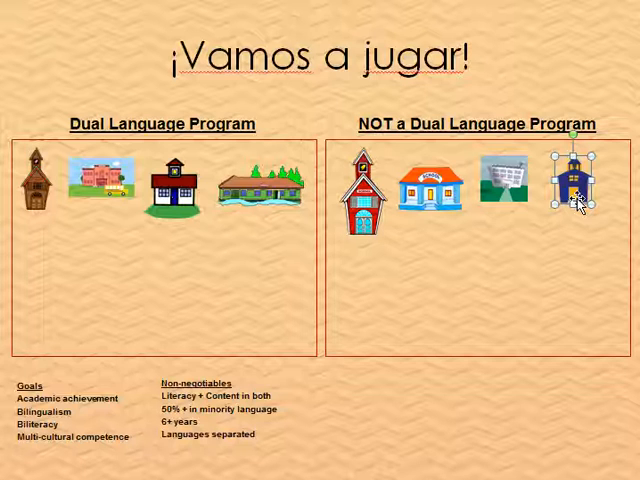This is in the Willis Independent School District in Texas, and they do consider this their one-way dual language program. So sometimes, the state requirements require us to run our programs one way or another, but it doesn't quite meet the definition of the dual language program using the goals and non-negotiables.